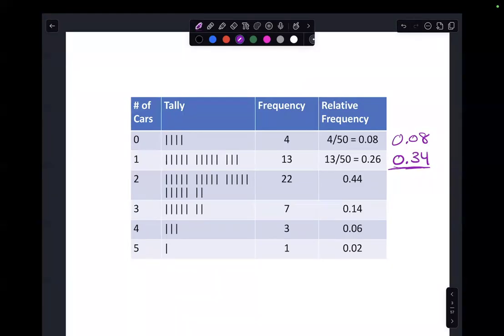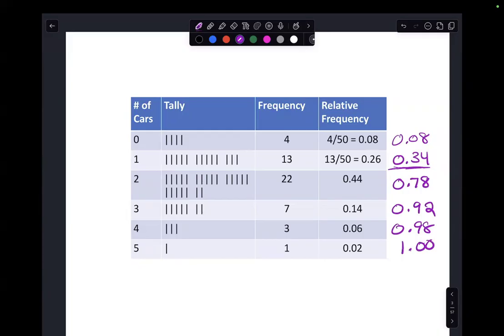And then for 2, I would add the 0.44. I would get 0.78. So 78% of the households that we surveyed have 2 or fewer cars. And then it's just so on and so forth. Then you add it here, 0.92. And then we just add it, and the bottom one is going to be the 100%, 0.98.